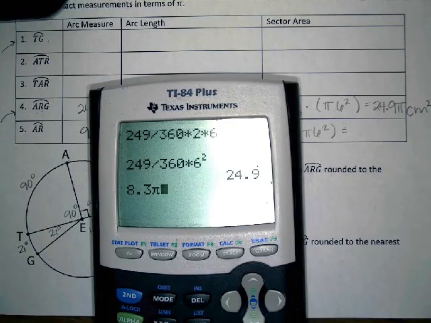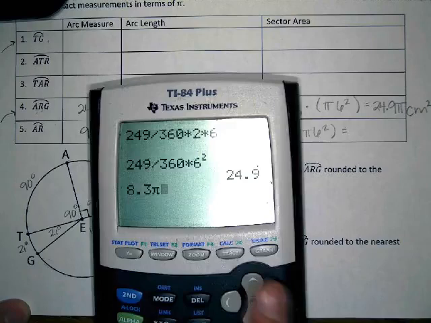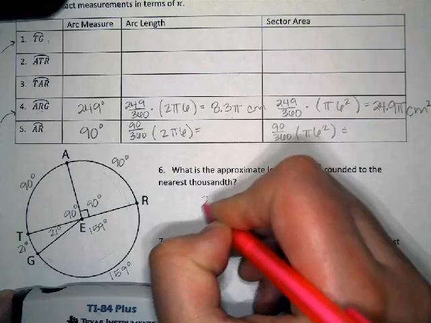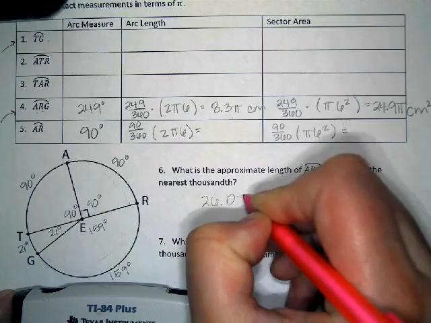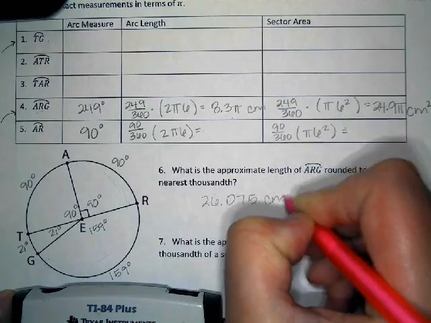So 8.3 times 3.14, it's going to be somewhere around 24. Some number that's nearish 24. Nope, you're going to use the pi button. So what do we get? 26.075 centimeters. Okay.